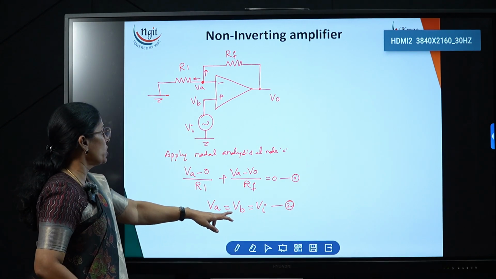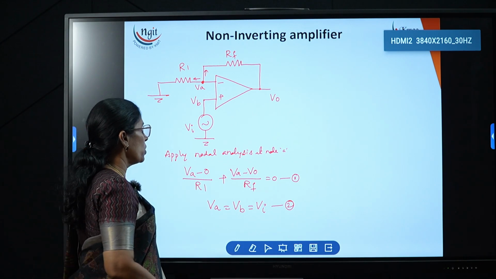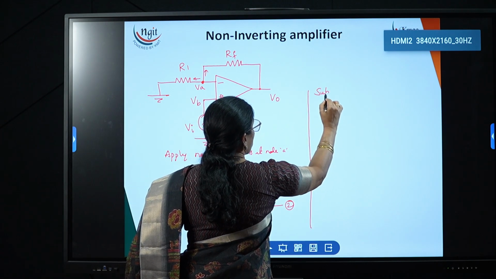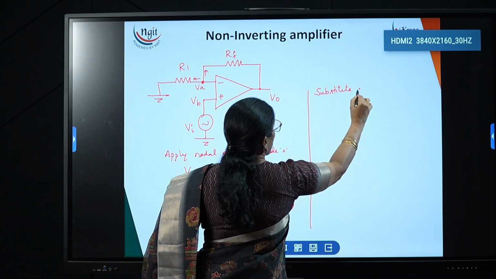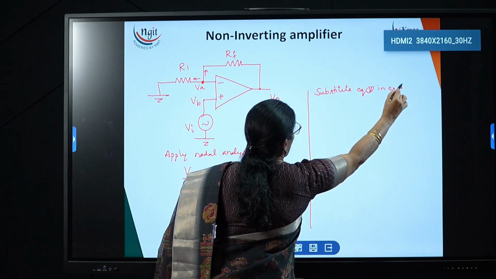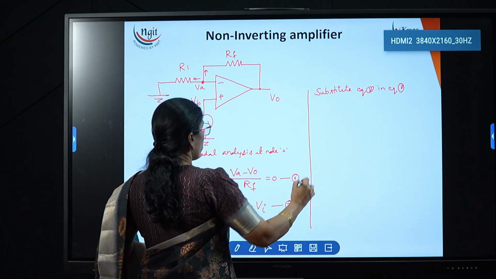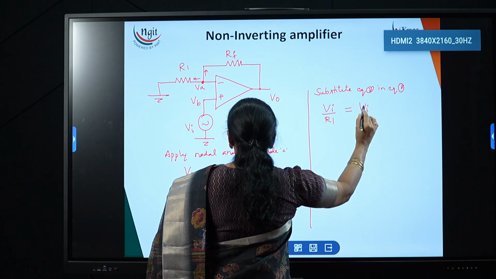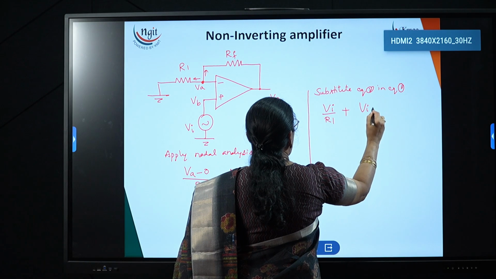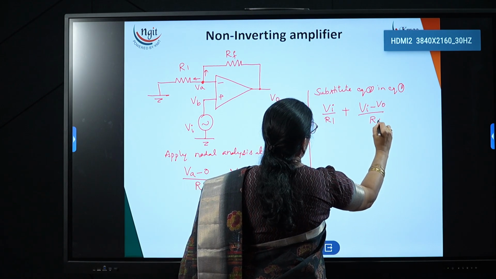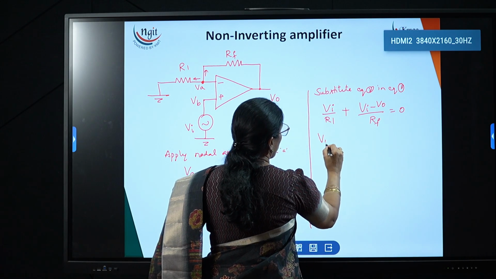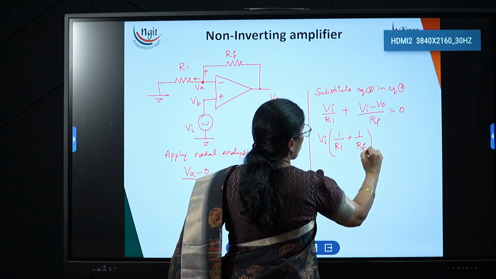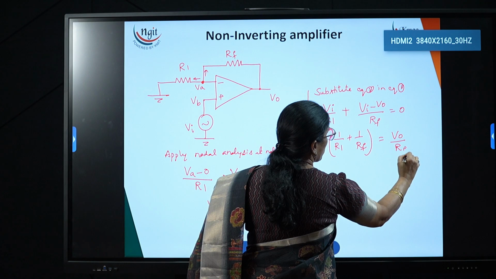Now substitute equation 2 in equation 1. Then if you rewrite this, VI divided by R1 plus VI minus V0 divided by RF is equal to 0. Now all VI terms we write together. VI I am taking common. So 1 divided by R1 plus 1 divided by RF. V0, if I am sending to this side, V0 divided by RF.